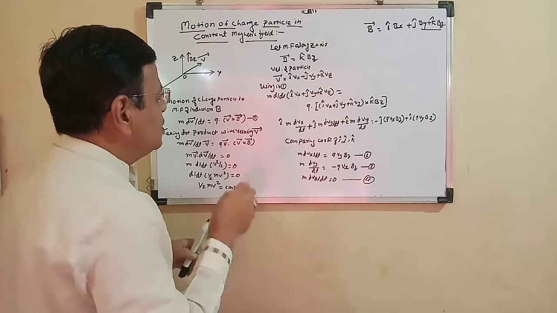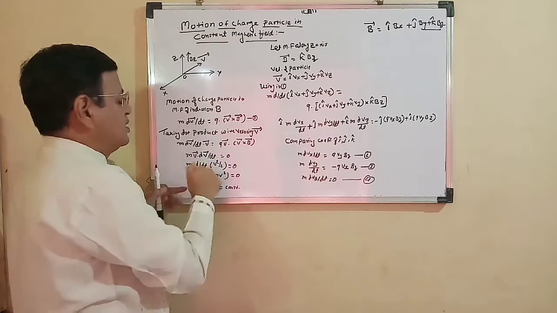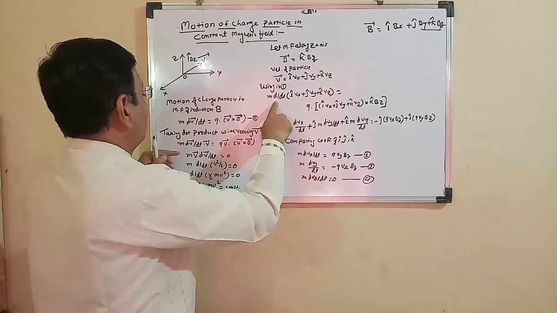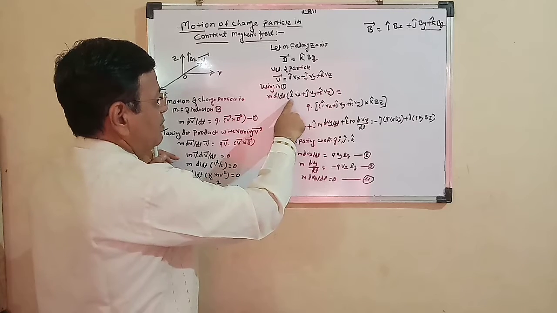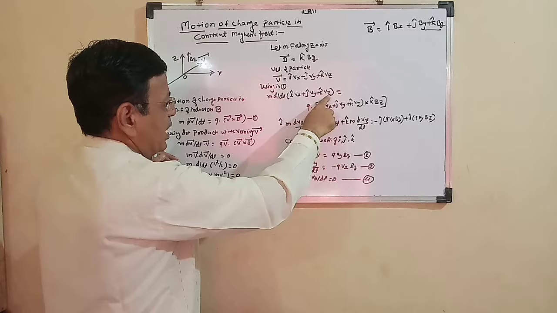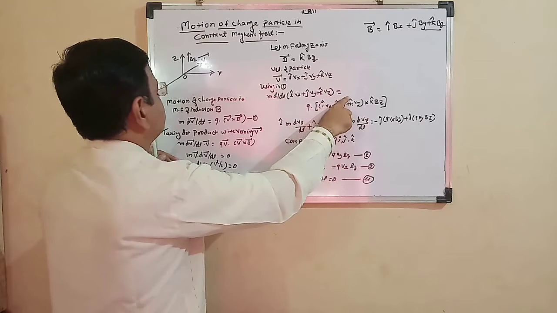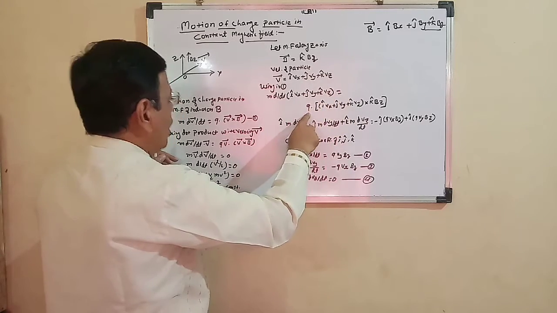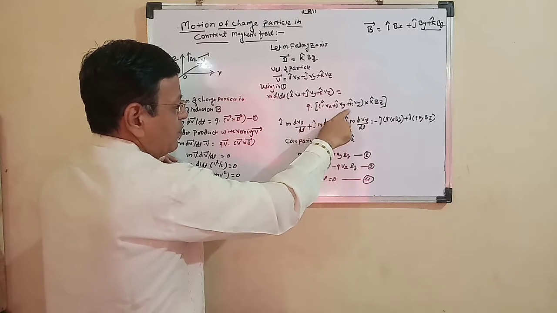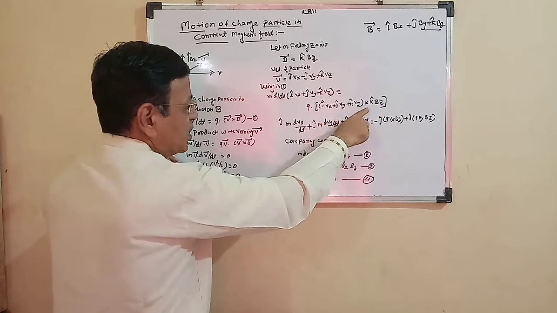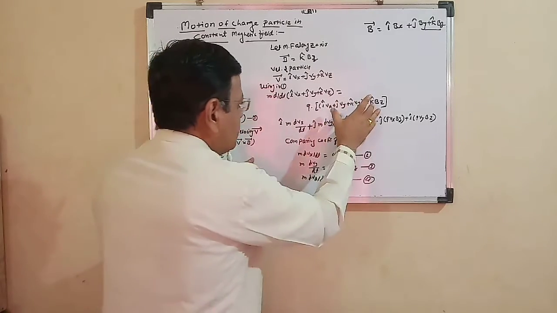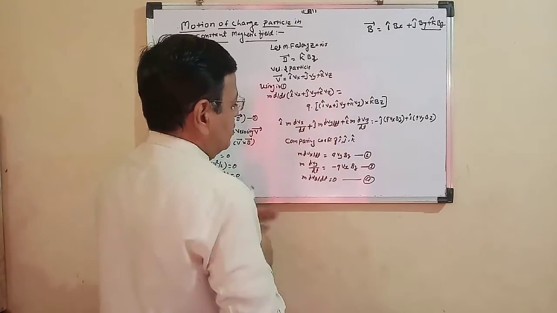So we have to put this value of v within this equation. So we have to get m into d by dt of v, which means i cap vx plus j cap vy plus k cap vz, is equal to q dot v cross B. So i cap vx plus j cap vy plus k cap vz, cross k cap Bz. So we have to take the cross product of this one along with this product of q.